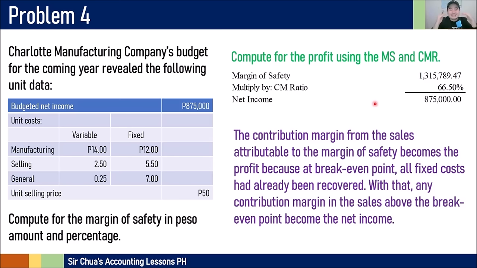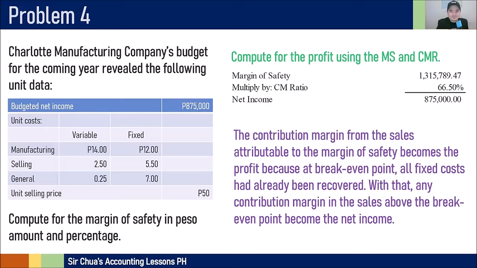So, kung meron kang margin of safety at i-multiply mo po siya sa contribution margin ratio mo, yun ay net income mo kasi your contribution margin that is related sa iyong margin of safety, yun ay yung profit mo kasi at break-even point, na-cover na lahat ng fixed cost. So, anything that will go above your break-even point, which is your margin of safety, if you get the contribution margin portion of that sale, yun na agad yung profit mo. Kasi nga, pag angat mo ng break-even point, may profit ka na. Okay? So, sana naiintindihan nyo siya on that perspective.